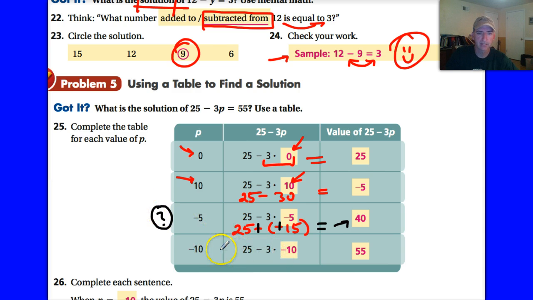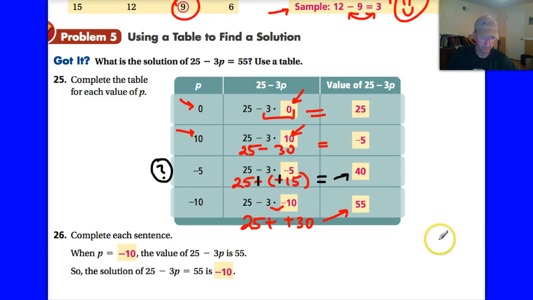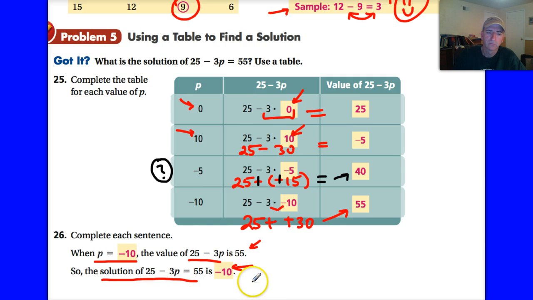The last one right here, if p is negative 10 and we substitute it here, what you have is 25 minus, that's negative 30. Change it to addition. 25 plus 30 is 55. Again, some mental math you should be able to do fairly quickly. And so the last piece right here, it says complete the sentence. If p is negative 10, the value of 25 minus 3p is 55. So the solution is negative 10. Right there for you. Okay, so it's one way to go about finding a solution, is to make a chart.